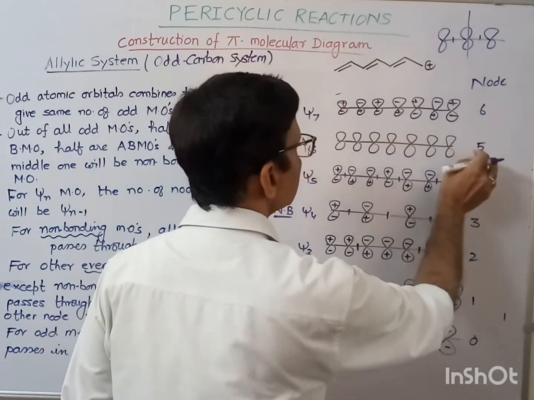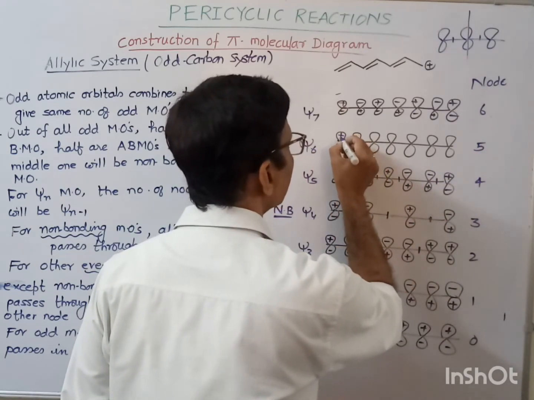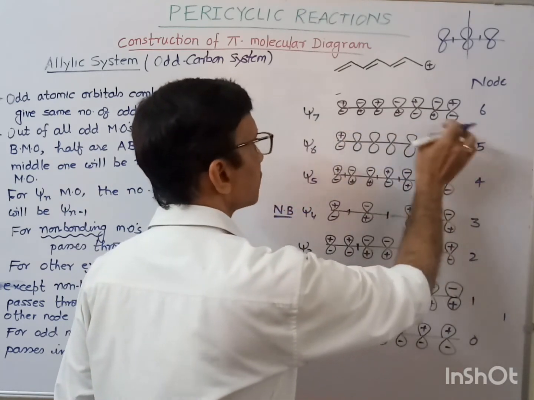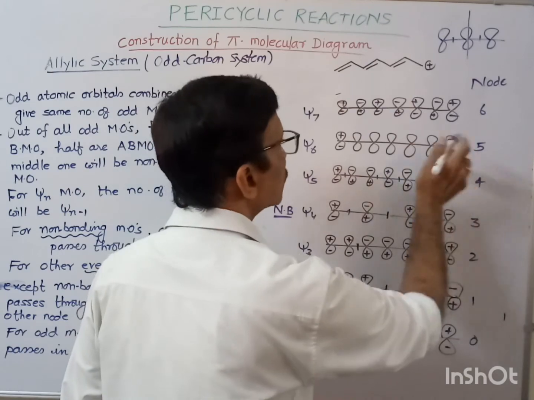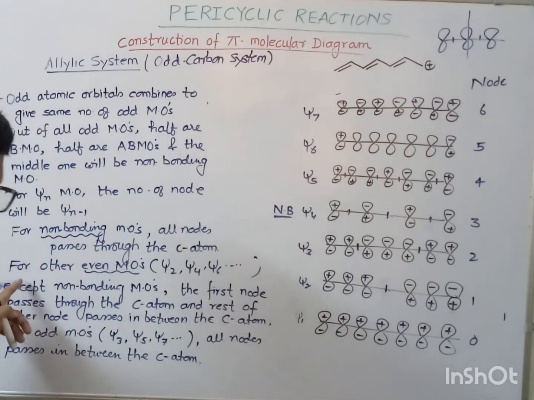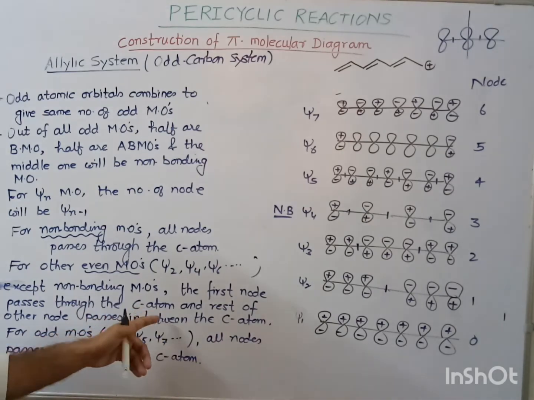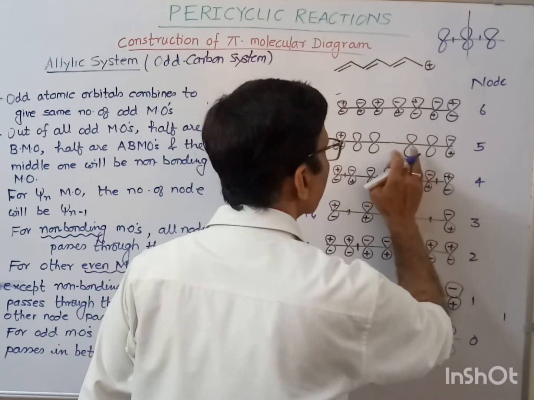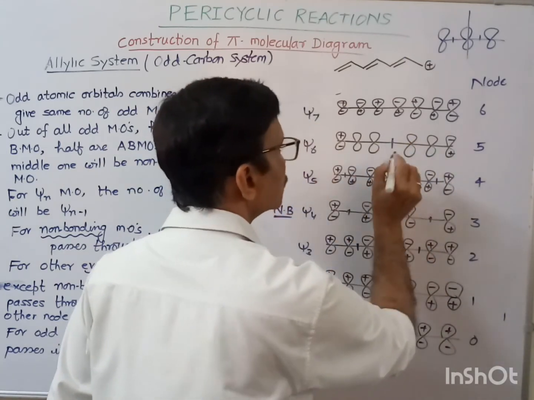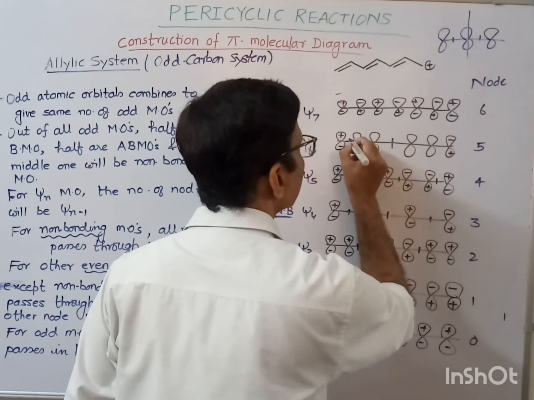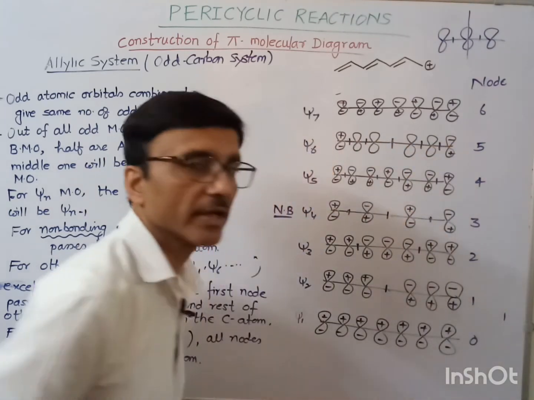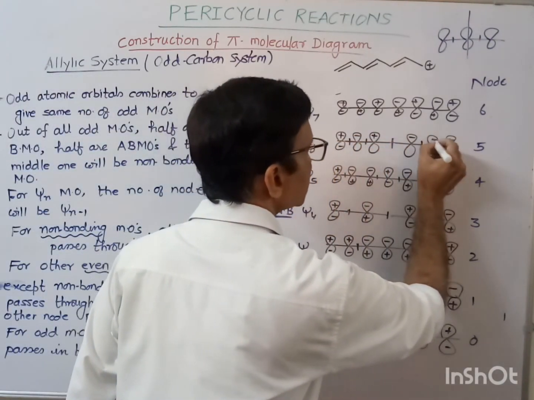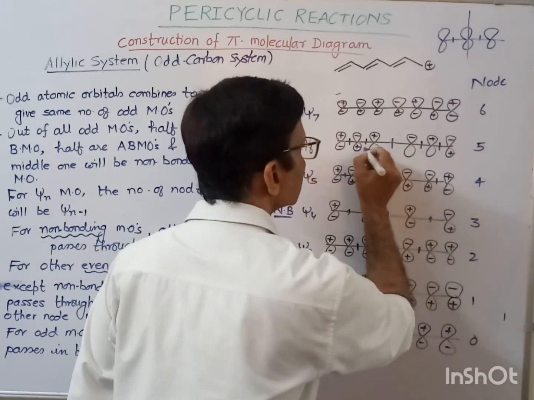Now the next one, this is an even molecular orbital, plus, minus. The end orbitals have different signs, plus, minus. There are 5 nodes, and as this is even, for even, the first node passes through the carbon atom, and the rest of the nodes pass in between the carbon atoms. So the first node passes through the carbon atom, like this, and the rest of the nodes pass in between the carbon atoms, this one, third, fourth, 5 nodes. I have shown the 5 nodes. So plus, minus, minus, and this is plus, this minus, like this.